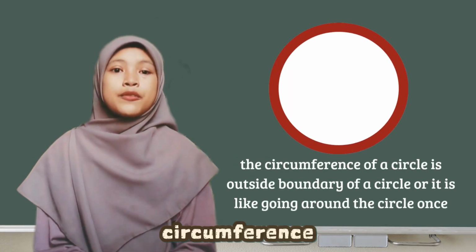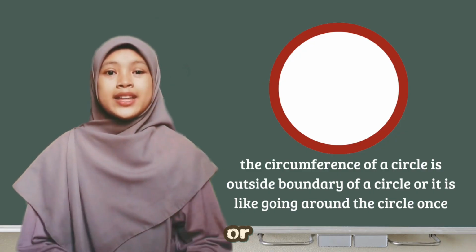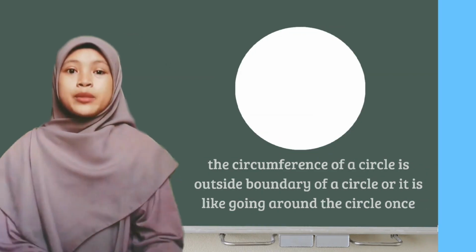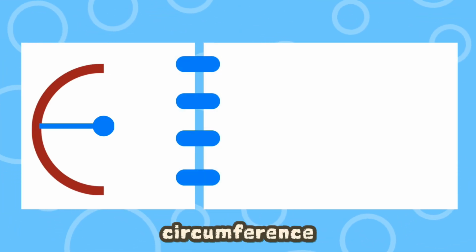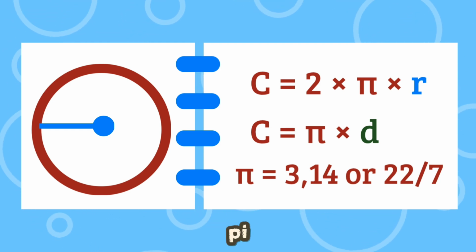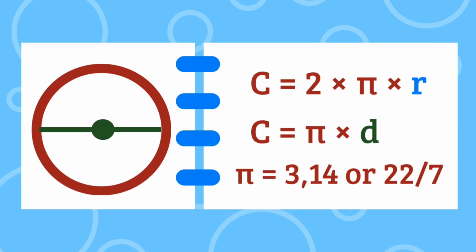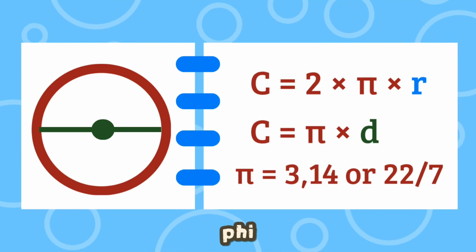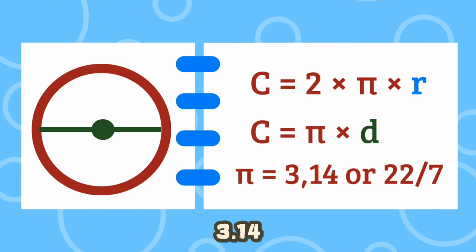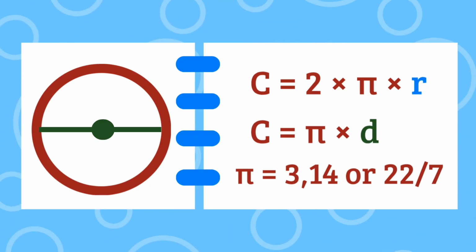Okay guys, finally, let's talk about the circumference and how to calculate it. The circumference of a circle is the outside boundary of the circle, like going around the circle. The formula for circumference is circumference equals 2 times pi times the radius, or another formula, circumference equals pi times diameter. Remember that pi is 3.14. We are always going to use this number.